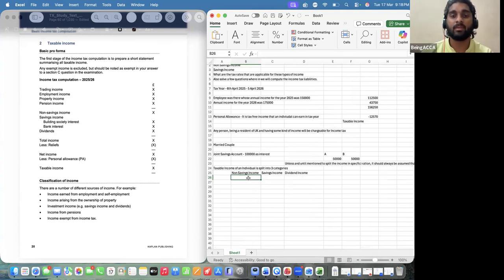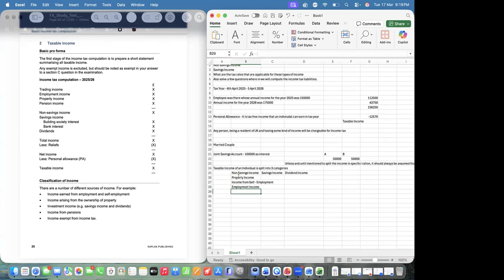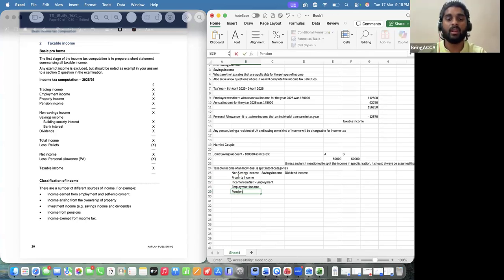So what all are the types of income that we will have? We will have property income, that is any rentals that we have is property income. Next, we have income from self-employment. After that, we have employment income. And for people who are retired professionals, they also get some sort of pensions, correct? Yes, sir. That is also part of your non-savings income. All right, pension income is what you will have in your non-savings income.